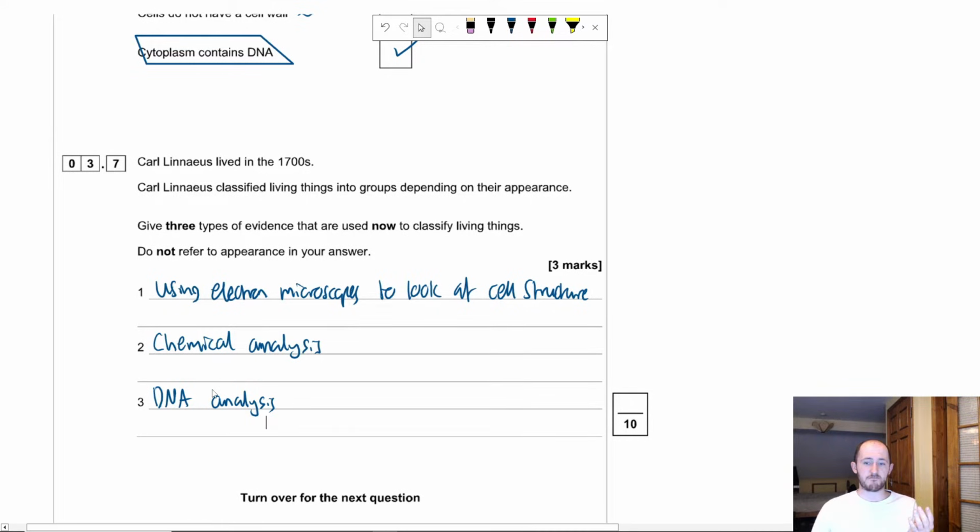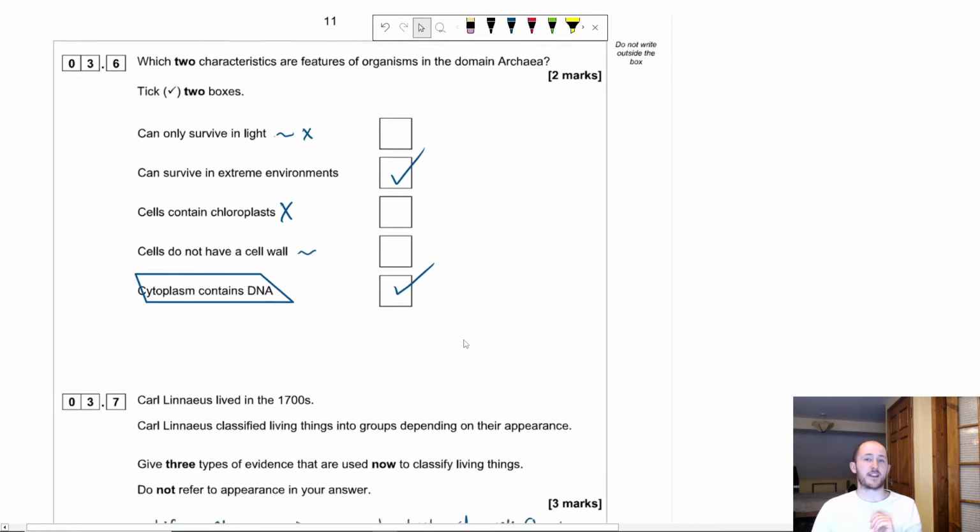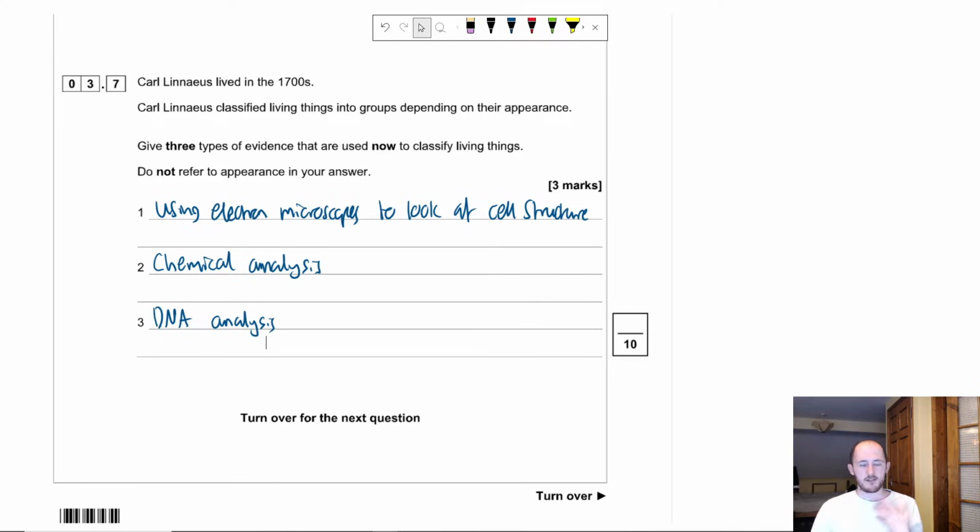You can also do studies of evolution, so you can trace the evolutionary tree back to see which animals or plants are related to each other. That's another good way of doing it. And also using light microscopes to look at cell structure as well. That is it for the classification question.